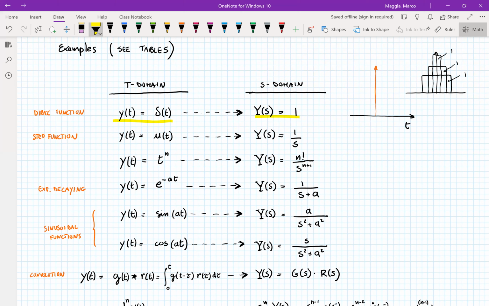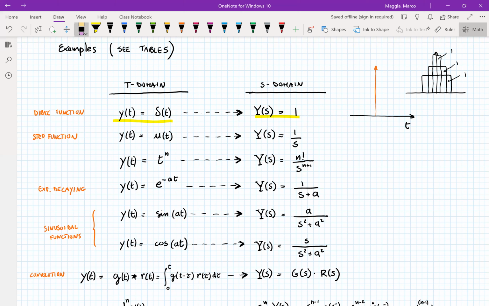Very, very easy. Well, if the impulse had, let's say, a height that is equal to k, then in the S domain, the transform of this function would be k. So you can multiply the input with a constant. Since the Laplace transform is linear, the constant is just a coefficient that multiplies it. For now, let's just keep k equals 1.